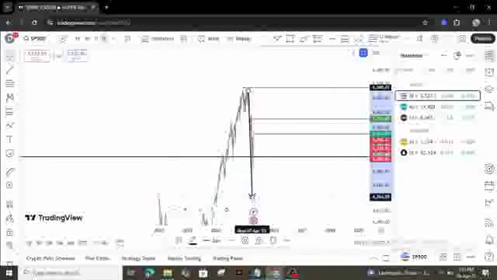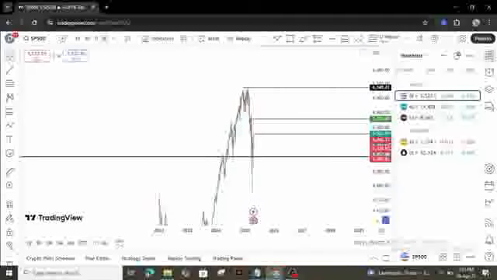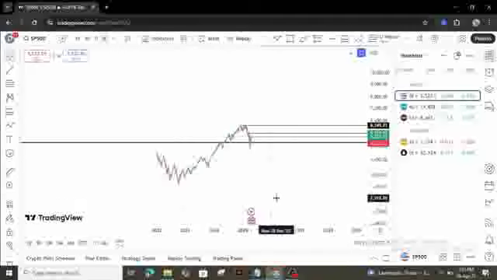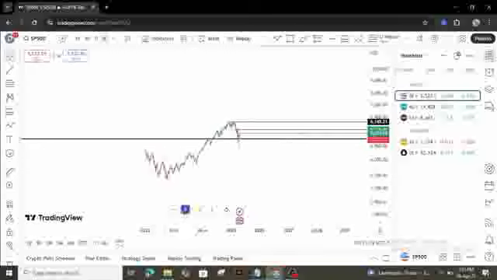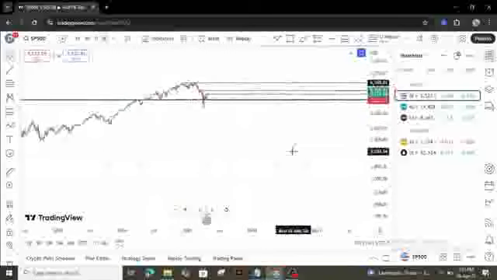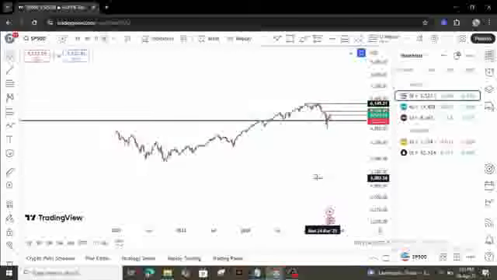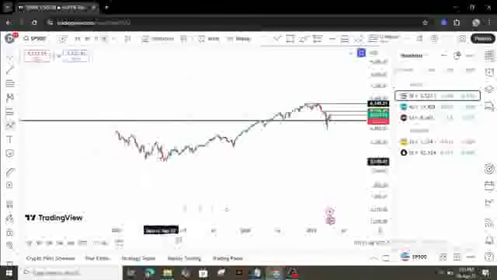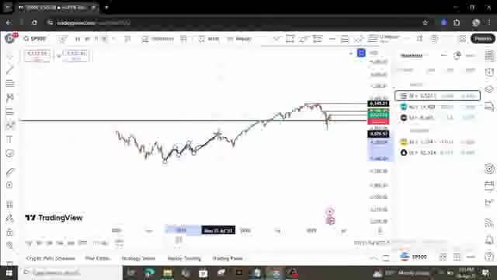Okay, so let me remove this. The major direction of this trend is bullish, as you can see. You can see the market making higher highs, higher lows. Let me pick this. So you can see the market making higher highs, higher lows, higher highs, higher lows, again and again.